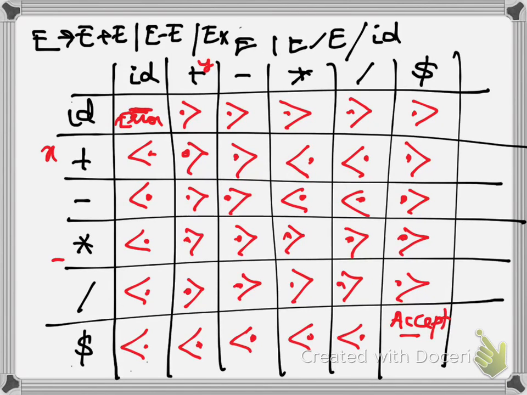So continuing with our discussion on operator precedence parsing, let us look at the parsing algorithm. So far what we have seen is that we have a grammar which we assume is an operator grammar. If it is not an operator grammar, you have to convert it into an operator grammar. And then next we construct this table which is known as the operator precedence table or the operator relation table. Now comes the actual parsing.